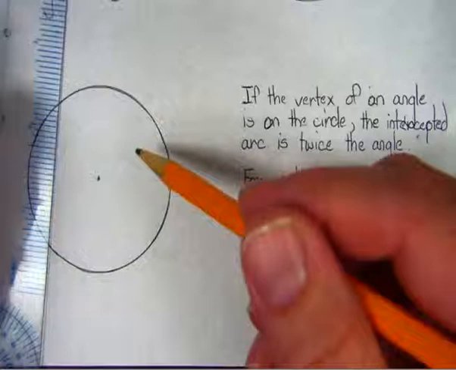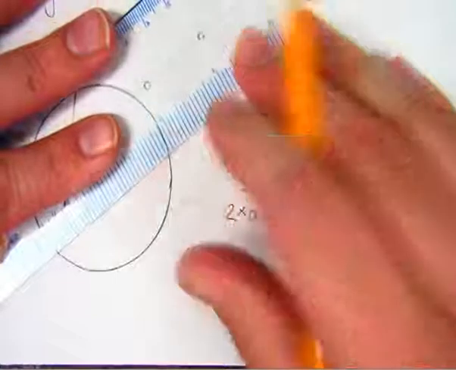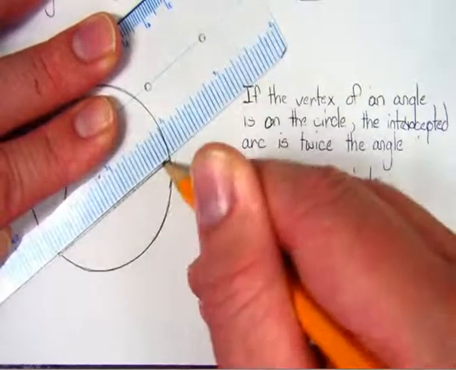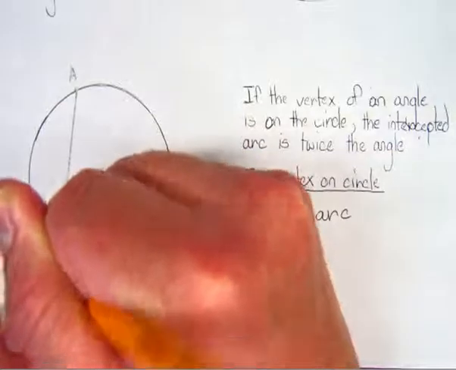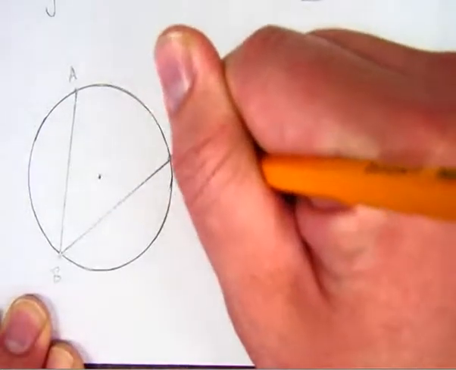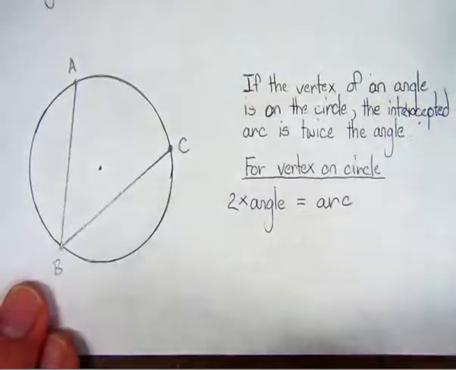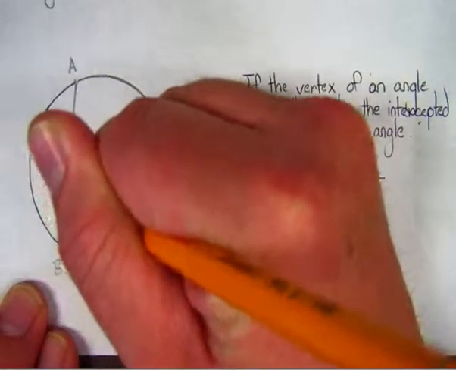So for this situation, I'm going to create an angle where the vertex of that angle is on the circle itself, something like that. And we will call these points A, B, and C just to have something to call them. And I'm just guesstimating here. Let's say angle ABC is about 40 degrees.